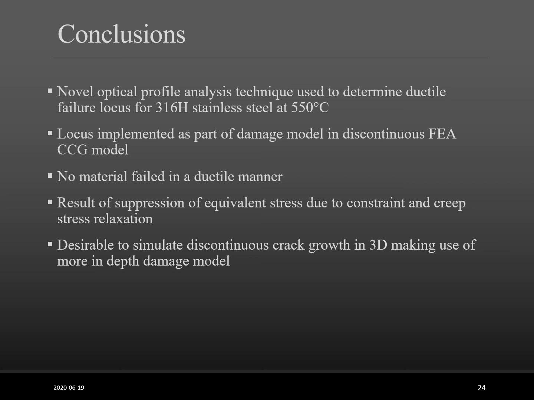None of the material failed in a ductile manner, and this was likely due to suppression of the equivalent stress due to constraint and creep stress relaxation. It is therefore desirable to simulate discontinuous crack growth in 3D so that the appropriate level of constraint is applied to the material, and a more in-depth damage model should be used.